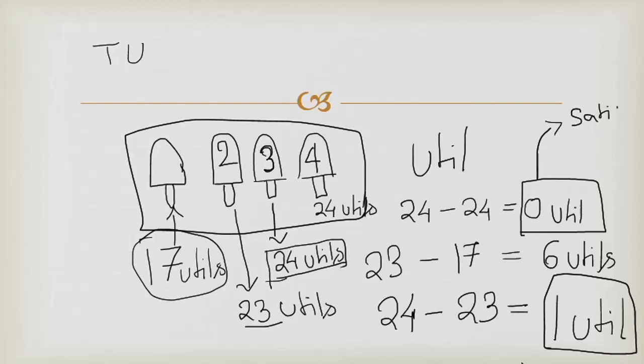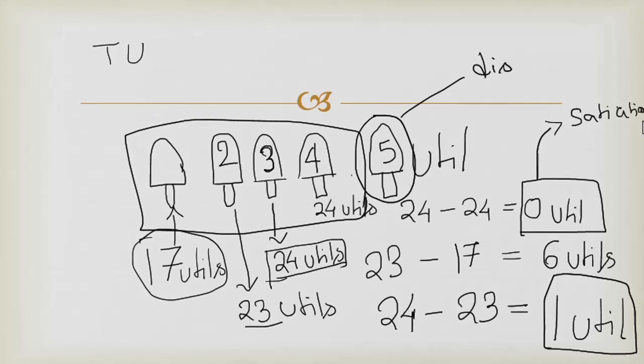So here, satiation, the consumer is completely satisfied. He has reached the saturation point. If he adds one more stick of ice cream, that is the fifth unit, it will not give any satisfaction; rather, this fifth unit will give dissatisfaction due to too much consumption of ice cream. So here, dissatisfaction.